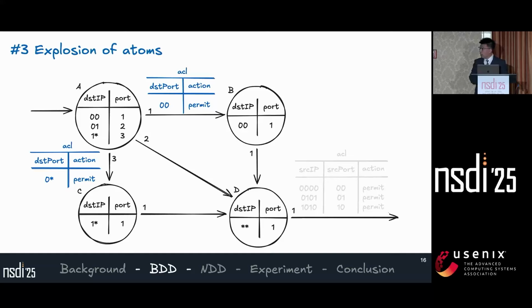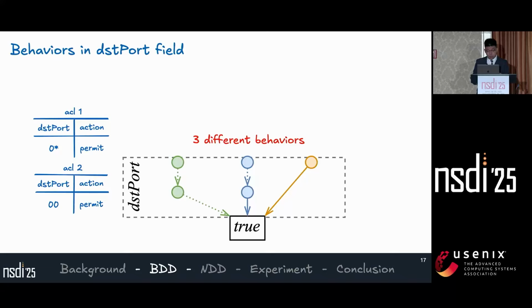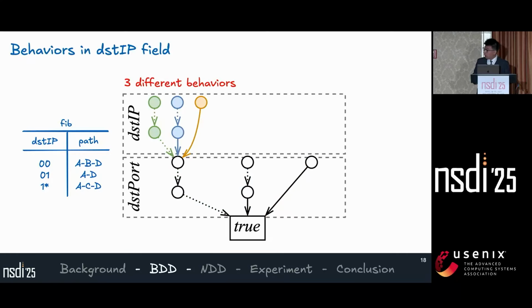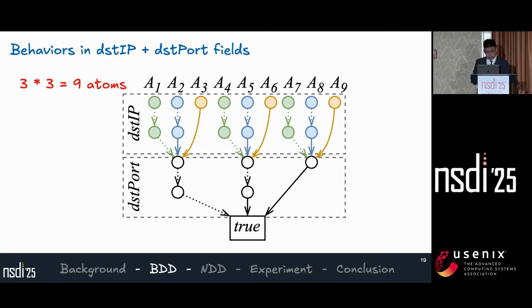The last limitation is due to the explosion of atoms, or equivalence classes. To show this, we simplify the example by removing the ACL rules on device D. If we suppose there are only ACL rules, we will get 3 different behaviors in the destination port. Similarly, if there are only forwarding rules, we will get 3 different behaviors. But we can see that BDD-based verifiers compute atoms according to all the fields simultaneously, and we will get 3 times 3 equals 9 atoms in total, which are actually the cross product of the behaviors in different fields.